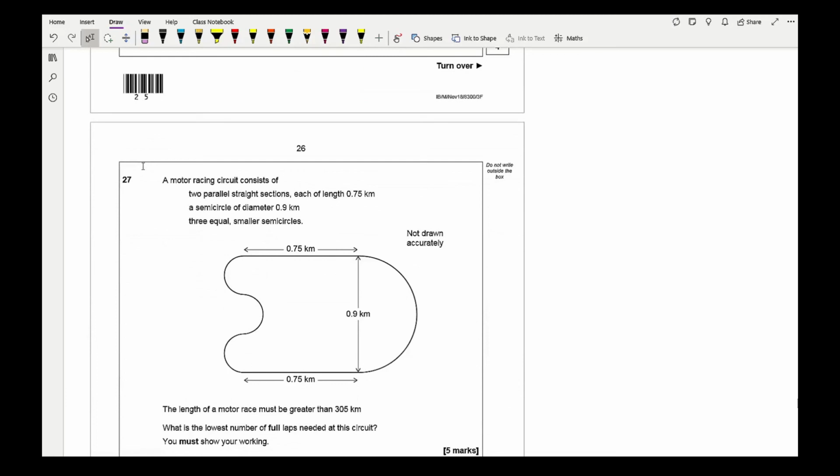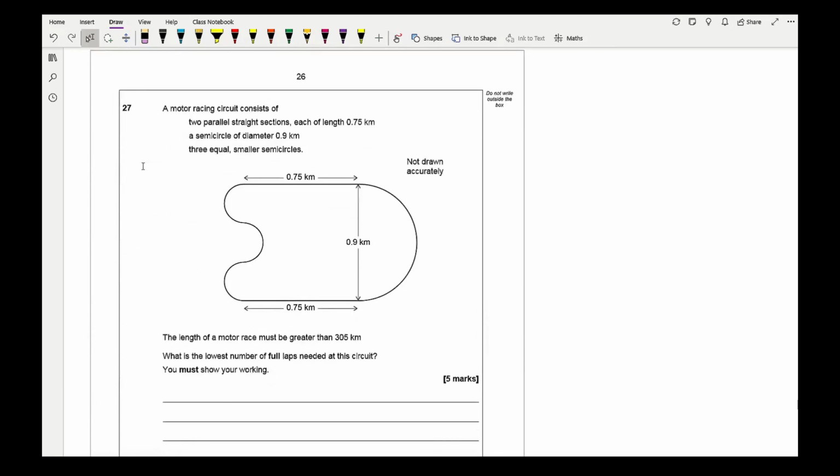For question 27, it says that a motor racing circuit consists of 2 parallel straight sections, each of a length of 1.75 kilometers, a semicircle with a diameter of 0.9 kilometers, and 3 equal smaller semicircles. Right, so in the question saying that the length of the motor race must be greater than 305 kilometers, what is the lowest number of full laps needed for this circuit?